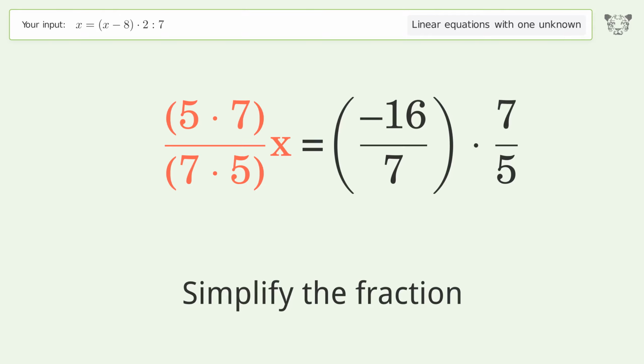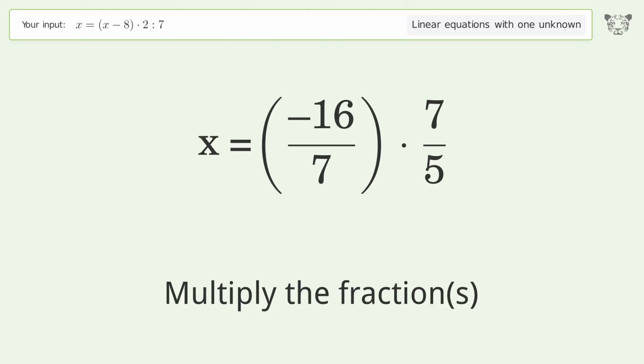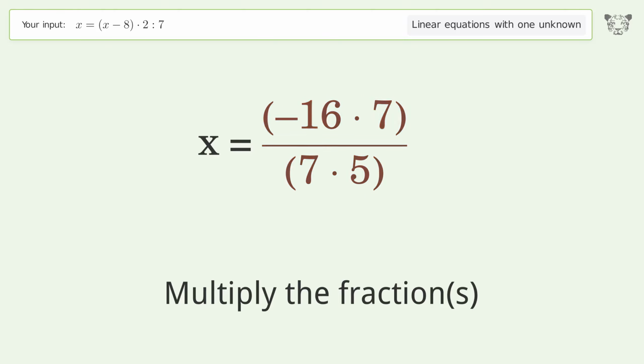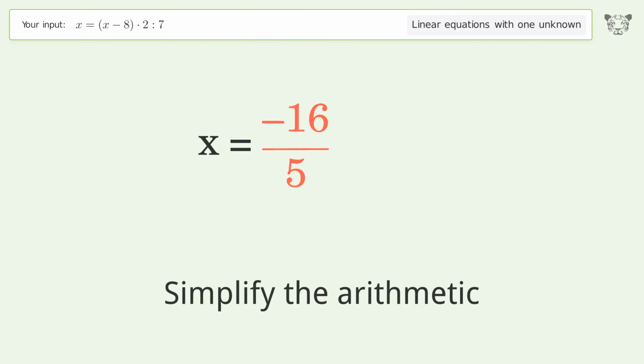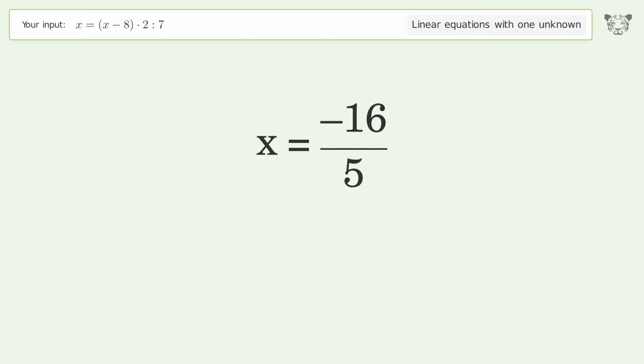Simplify the fraction. Multiply the fractions. Simplify the arithmetic. And so the final result is x equals -16/5.